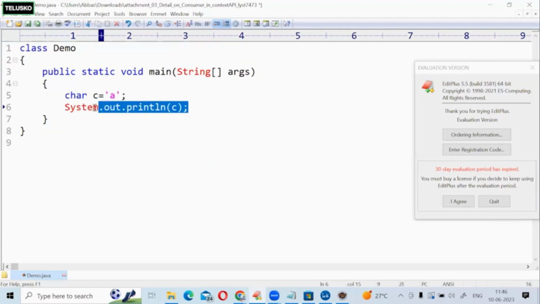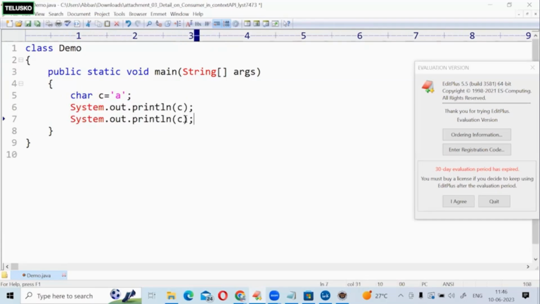Now, please see very carefully. One more important point I would like to teach you here. Here also I'm printing C, here also I'm printing C. What is the difference? Here the output will be A, and here the output will be C. Whatever you print within double quotes will display or print as it is.